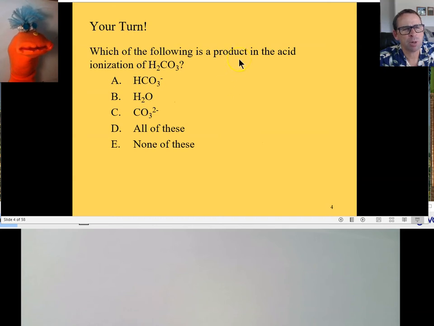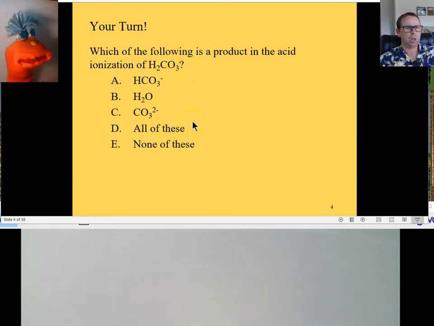So which of the following is the product in the acid ionization of H2CO3? Which of the following is a product? H2CO3 will dissociate into HCO3 minus and a hydrogen ion. Very good. That's right. So HCO3 minus is the product of the dissociation. This would be the product of the dissociation of HCO3 minus, right? And water is where the hydrogen ion goes for H2CO3, if you want to include the water, right?